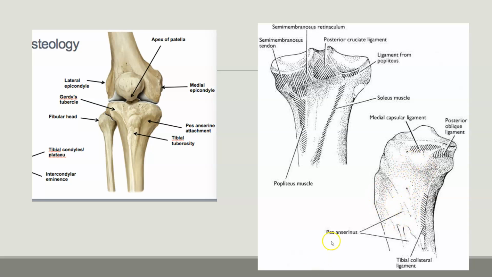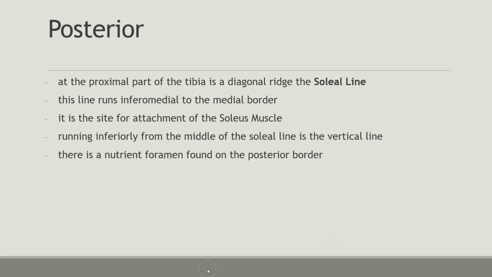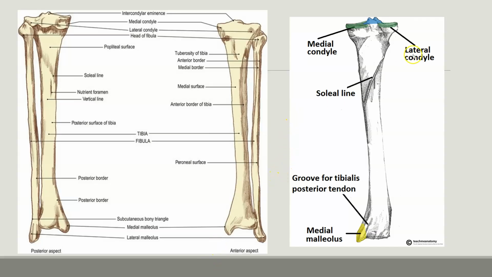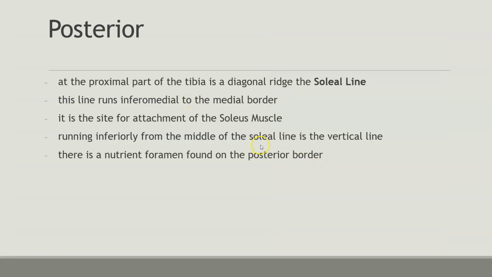On that aspect, the posterior part of the tibia at the proximal part is a diagonal ridge called the soleal line. So we can see the soleal line here. There's a muscle here called soleus that attaches to it. And you're starting to see some similarities to what we saw with some lines in the proximal femur. This is sort of the same idea. So you can see here in this diagram, the soleal line is here running on the posterior aspect, and as I said, is the attachment for the soleus muscle.